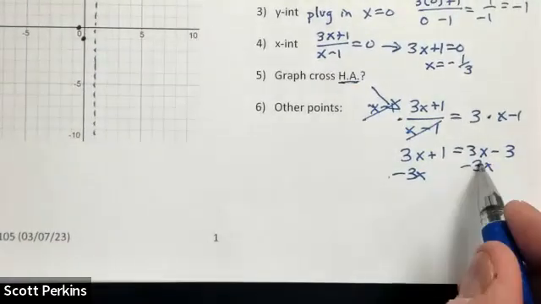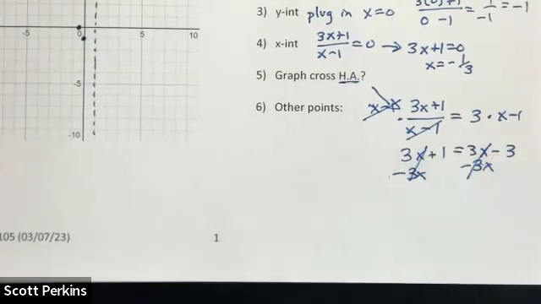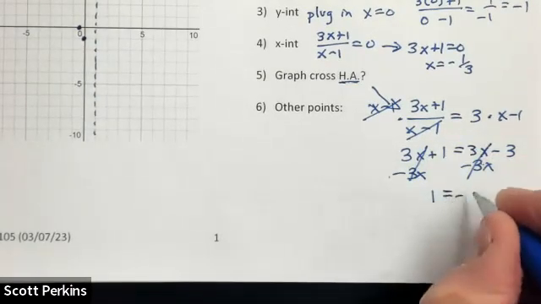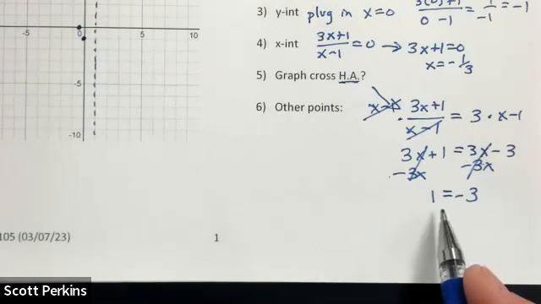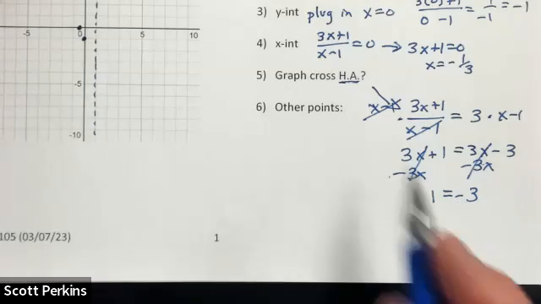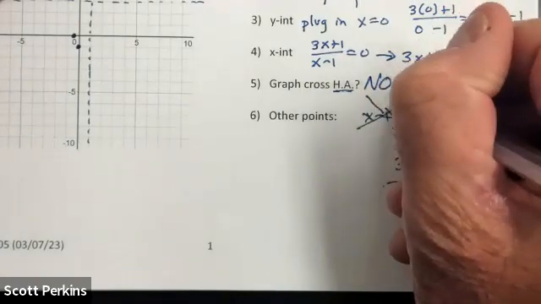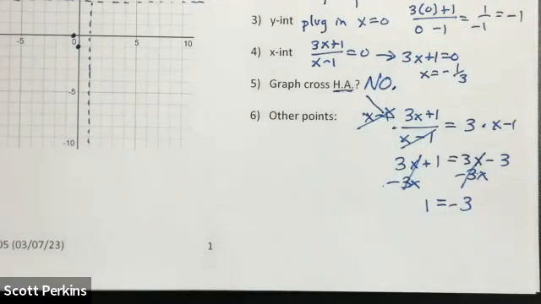Sorry. So when I subtract 3x from both sides, I notice all of my x's cancel, and I'm left with this contradiction statement. 1 equals negative 3. Well, we know that's clearly not true. And what that tells me is, does the graph cross the horizontal asymptote? The answer is no, it does not. It does not cross it.